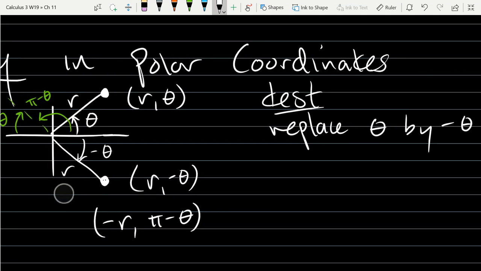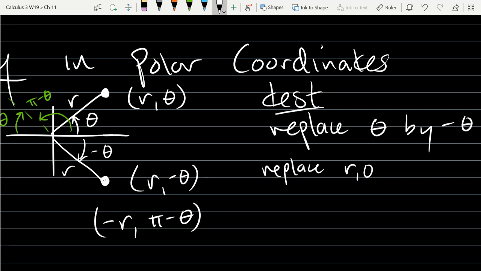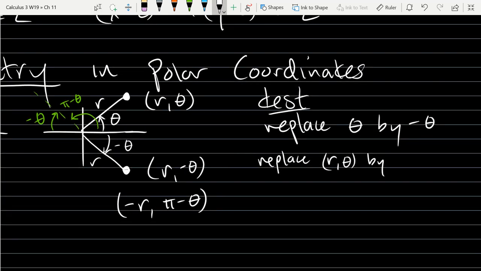So we could have a second test. Replace both r and theta at the same time by negative r and pi minus theta. So definitely a lot more algebra you probably have to do for that second test.